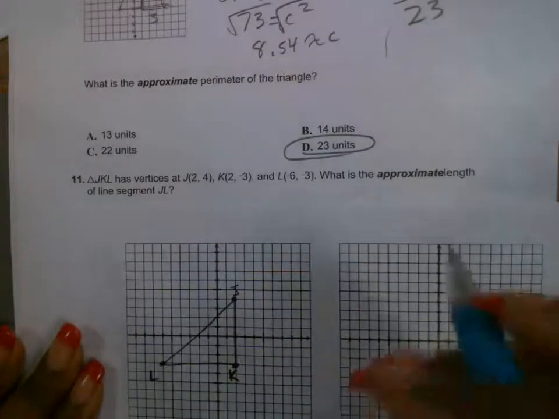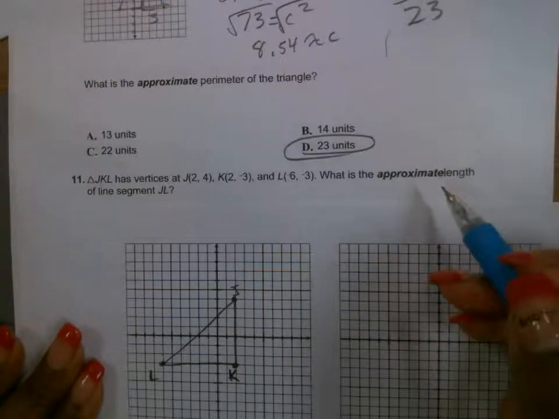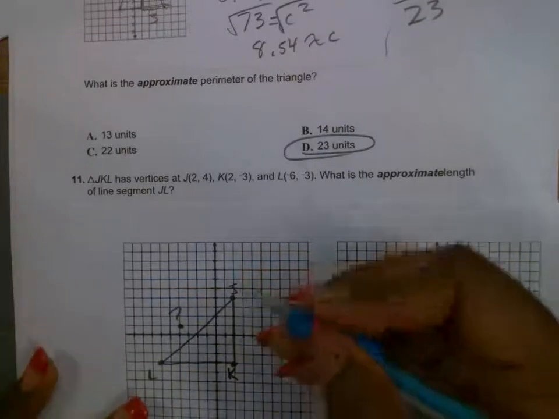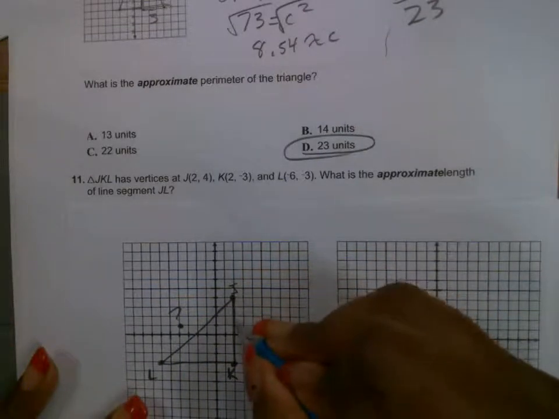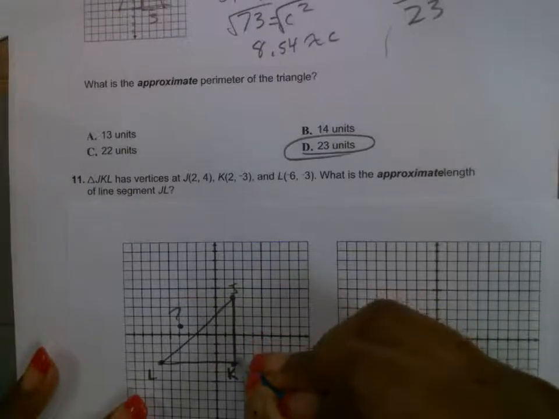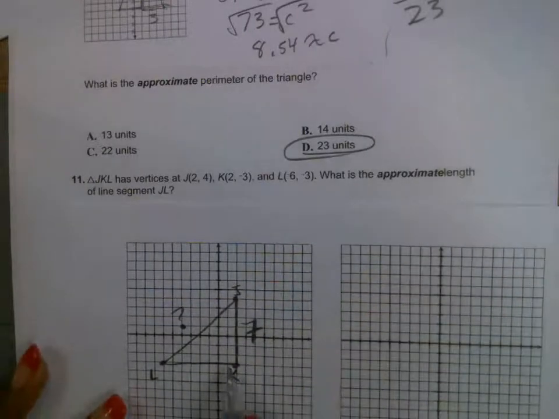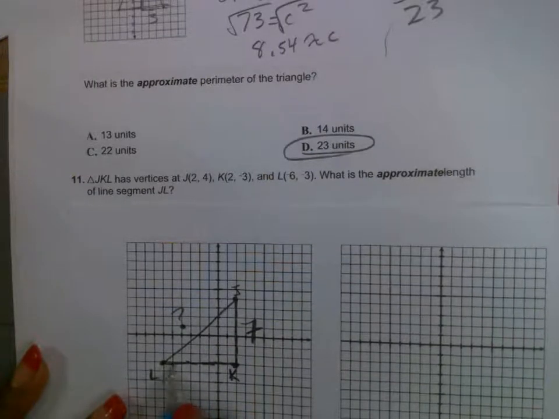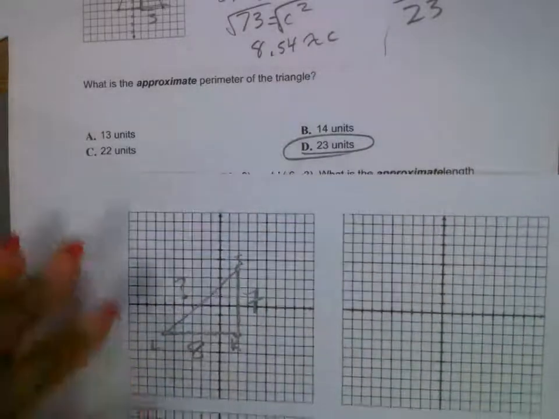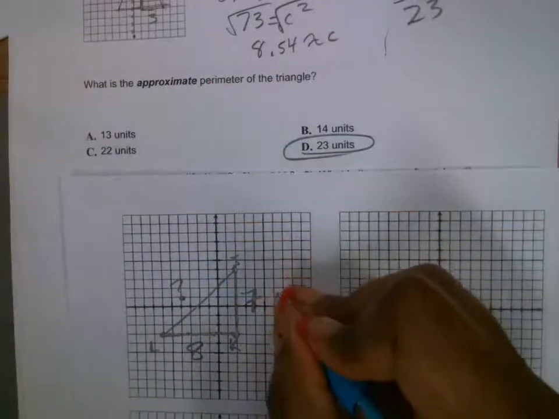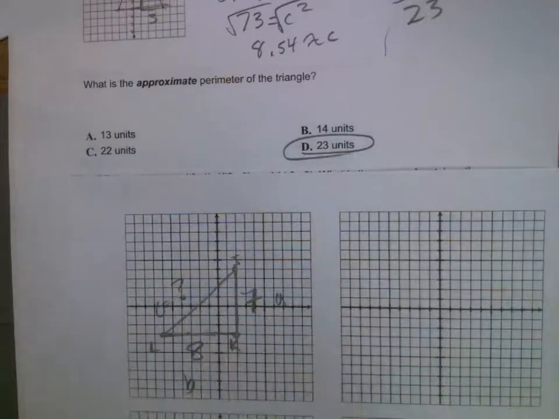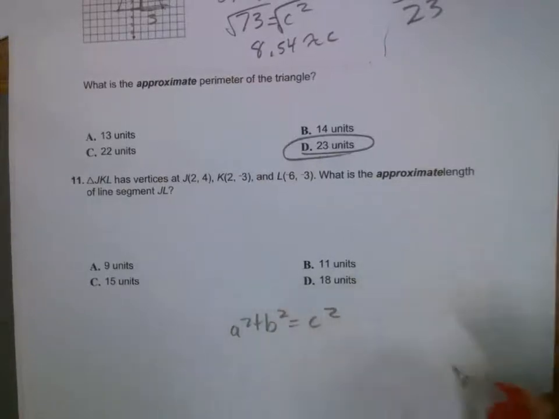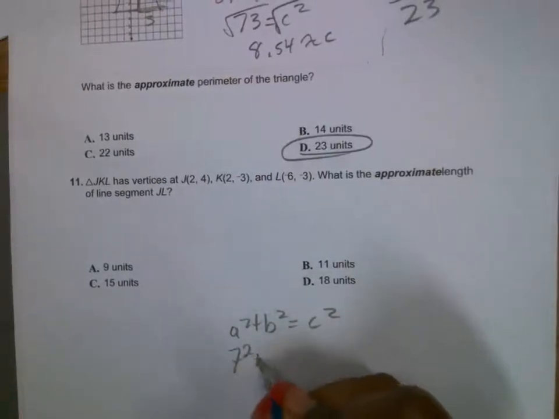It says, what is the length of JL? So what's this length right here? You're going to use the Pythagorean Theorem. This is 1, 2, 3, 4, 5, 6, 7. This is 7. And this is 1, 2, 3, 4, 5, 6, 7, 8. This is 8. So this side is 7, this side is 8. So this is A, and this is B. The side we're looking for is C. So we have A squared plus B squared equals C squared, where remember A is 7 and B is 8.